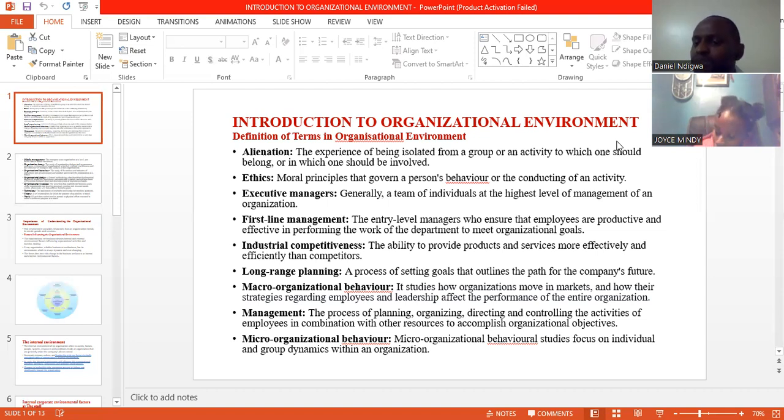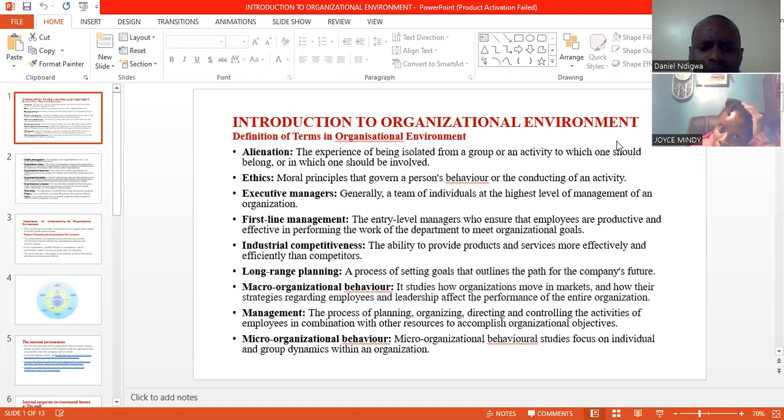And once you organize the resources, you have to direct those resources. For example, you have to direct human capital towards a certain activity so that they will do that activity and also be able to control the performance so that you don't underperform, but you maintain your standards as an organization. So performance here is very critical when it comes to management. And that is why they organize those resources to ensure that they are able to meet their organizational objectives.